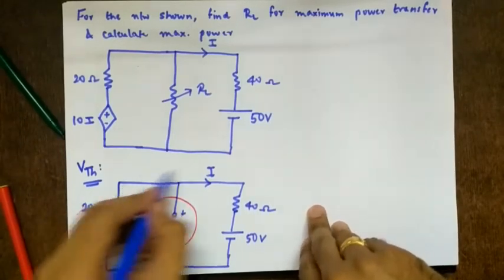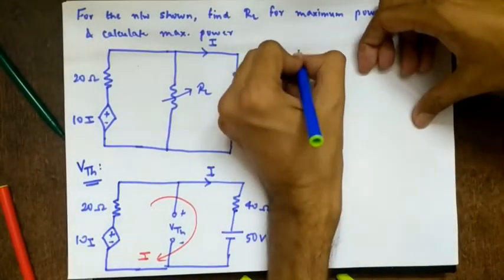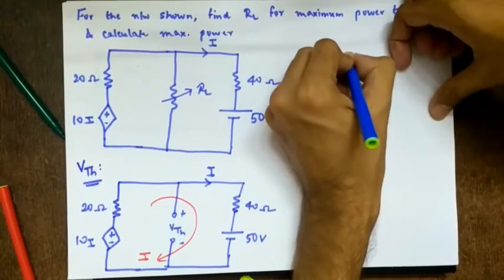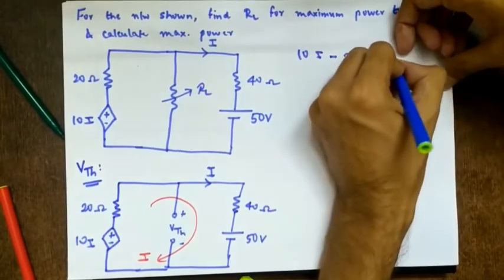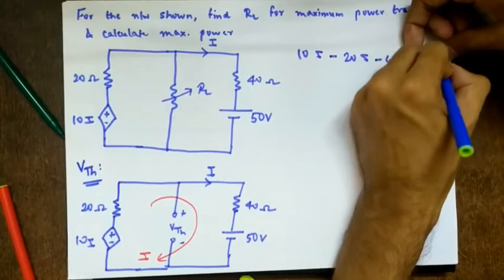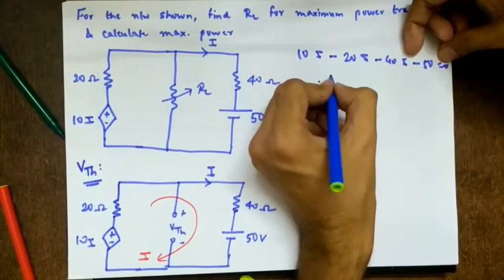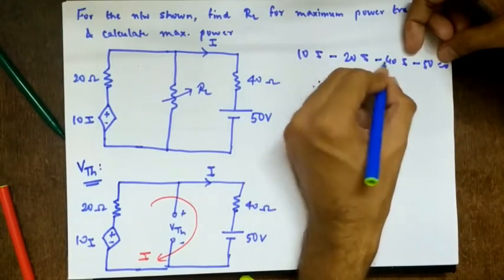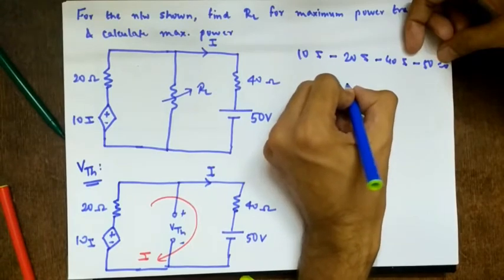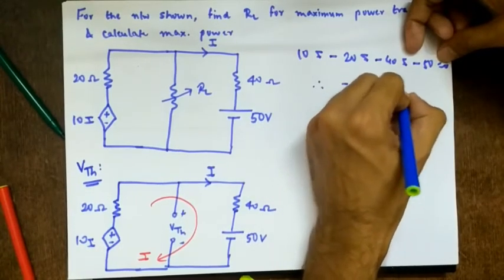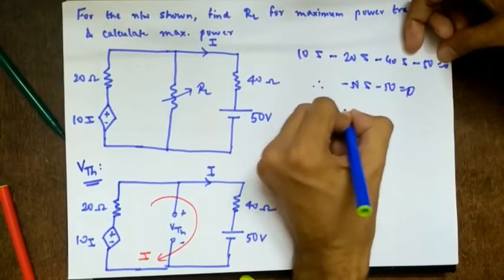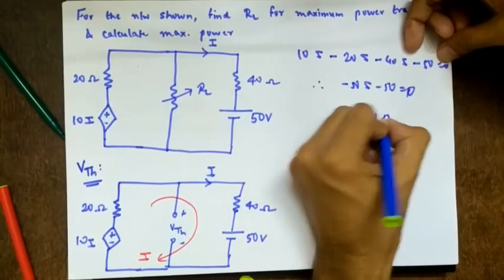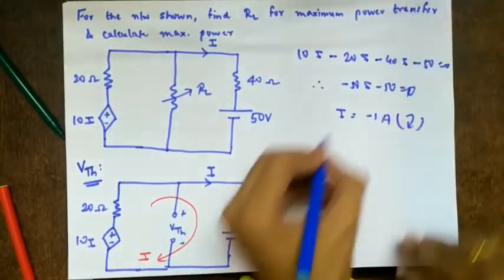So I'll apply KVL to the outermost loop. What will we get? 10I minus 20I minus 40I minus 50 equal to 0. So therefore 10 minus 20 minus 40, that is minus 50I minus 50 equal to 0. So I equals minus 1 ampere when considered clockwise.